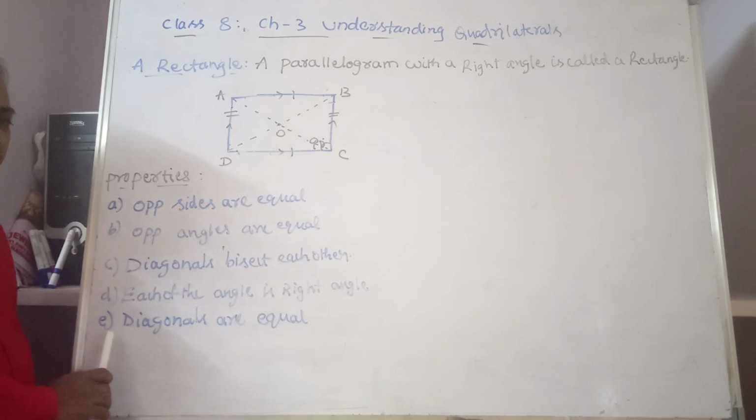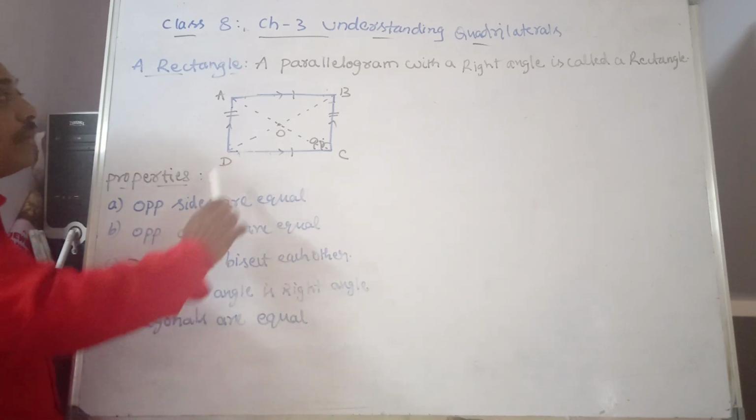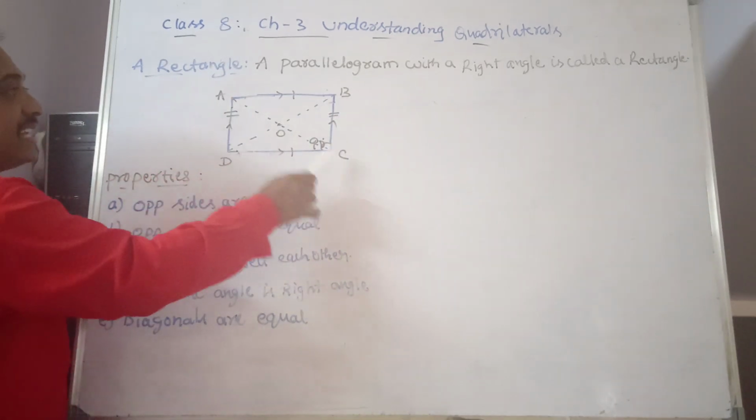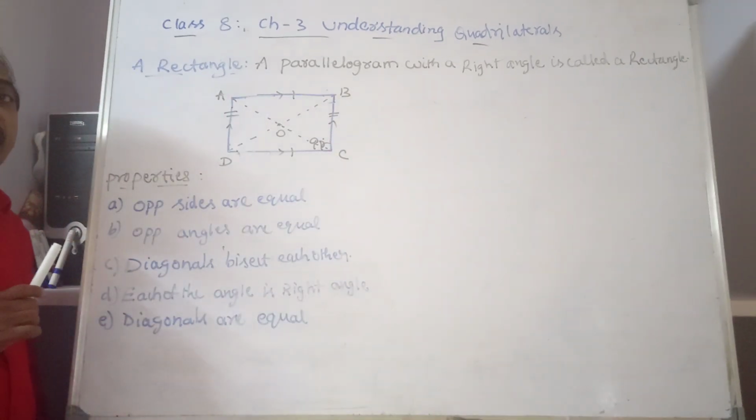Now the last one, the diagonals are equal. AC length is equal to DB length. AC length is equal to BD length. That is the diagonals. Diagonals are equal in length.